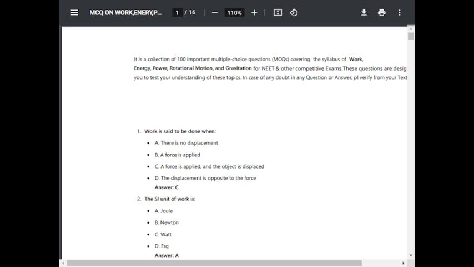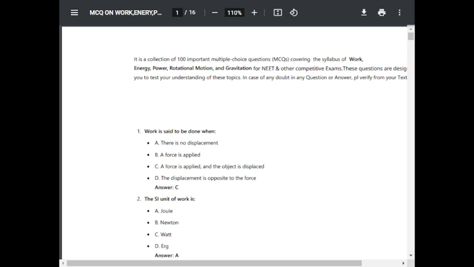Question number 1. Work is said to be done when option A, there is no displacement, option B, force is applied, option C, force is applied and object is displaced, option D, displacement is opposite to that of force. The correct answer is C. The force is applied and object is displaced. Work will be done only when there are two terms, force is applied and object is displaced. For work, the two things are needed. One is force and second is displacement. So option C is correct.